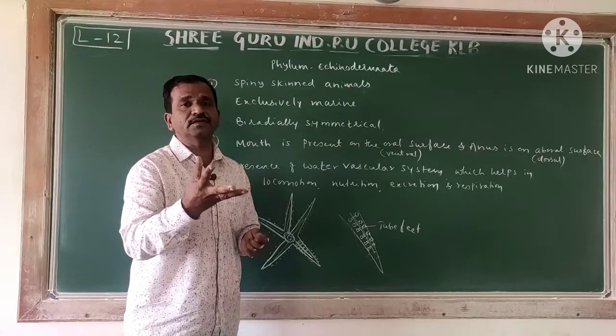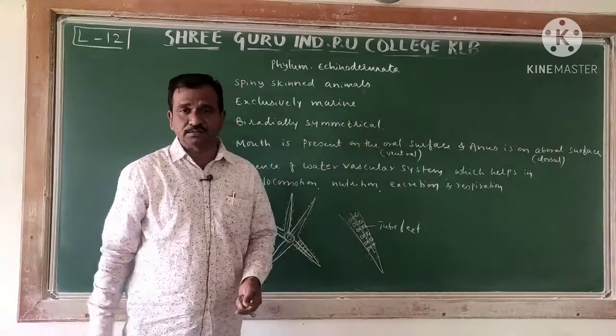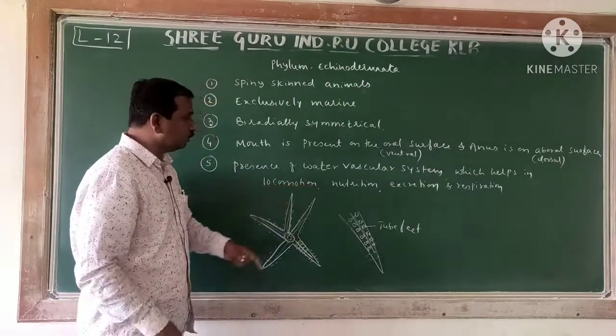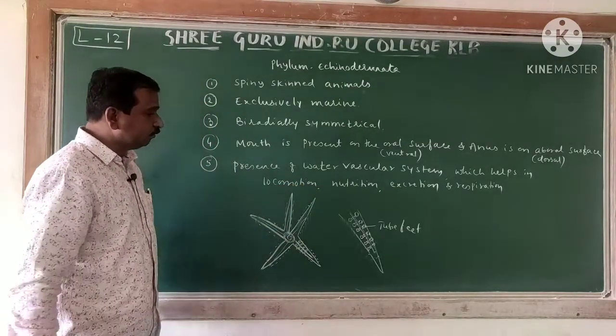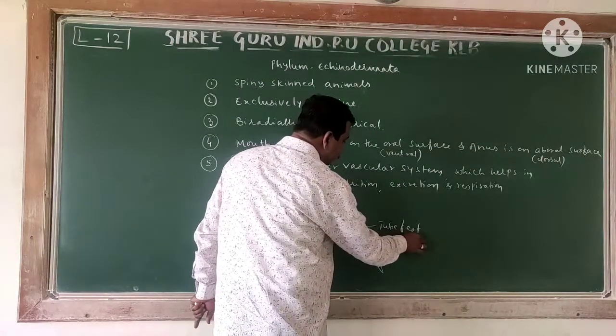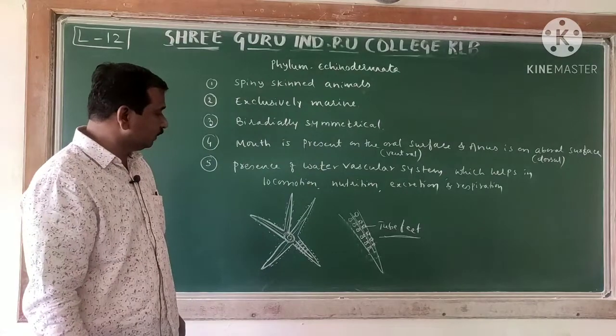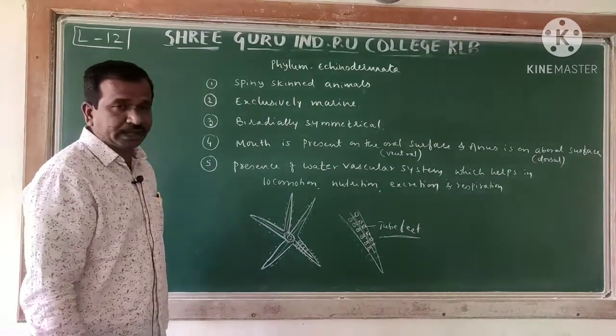At the time of contraction, you can see that they are sucking the water and distributing it to all the arms like this. So this is what we are calling the presence of the water vascular system. This character plays an important role. Next is the fifth character.